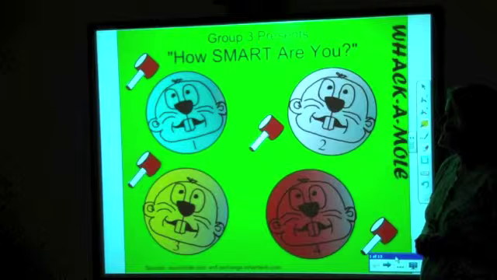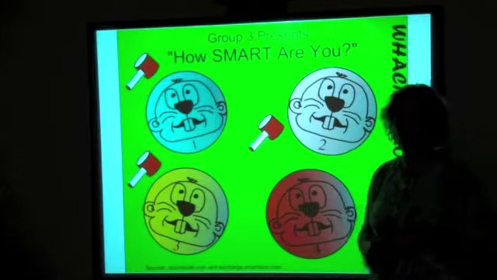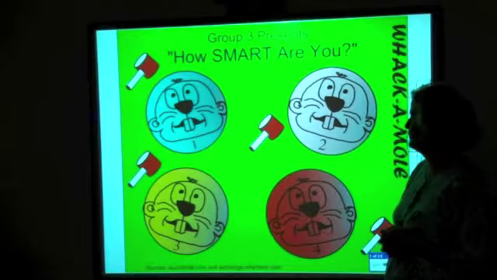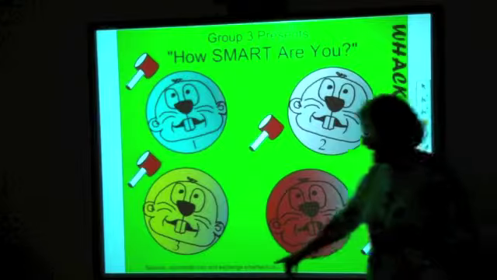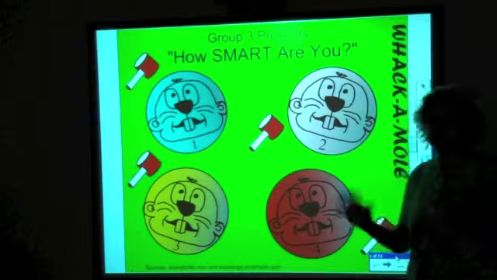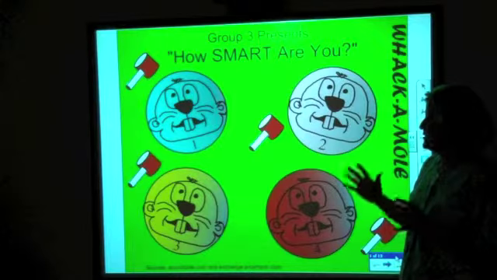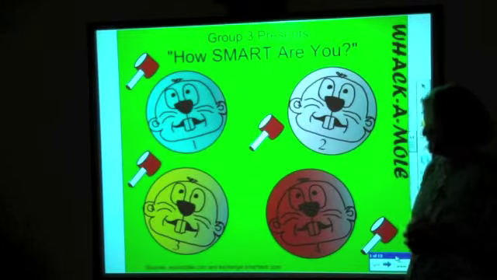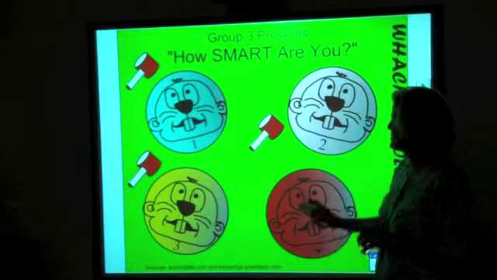So we titled this, How Smart Are You? Because we wanted to give some instruction on how to use a smartboard as we learn how to use a smartboard. This slide is called Whack-A-Mole. We got this at the Smart Exchange, where all the slides are free, so you can go in and tailor it to your classroom needs. We also inserted some sounds from soundbible.com. So let's get into it.